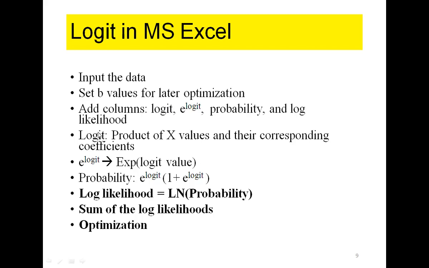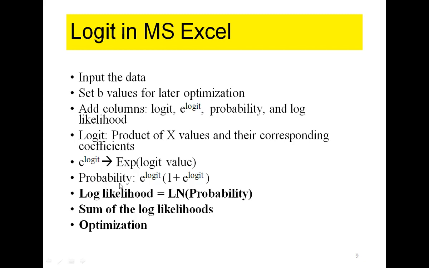What is logit? As I told you, in logistic regression, the outcome is about the product of the parameters and their independent variables. So whatever values we have of the intercept and the coefficients, and then the values in x, we have to find a product. That product is logit. Then we have e to the power logit, which is nothing but the exponential of the logit value. So whatever logit value we are getting, we have to find its exponential, exp.